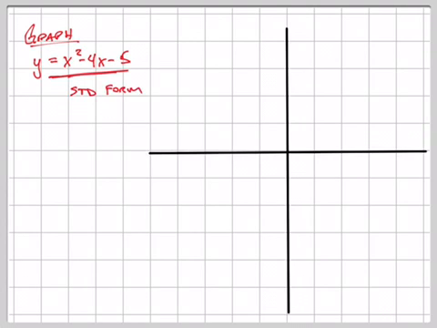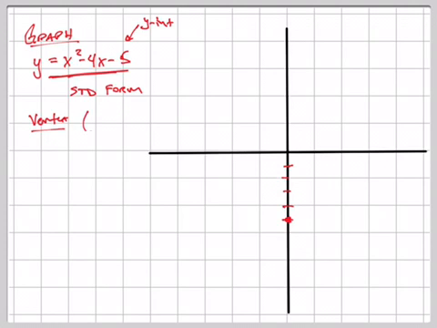Standard form is good because it gives you the y-intercept. That's about it. So we know the y-intercept is -5. So there's the y-intercept. And then to find the vertex, remember this is a parabola, right?